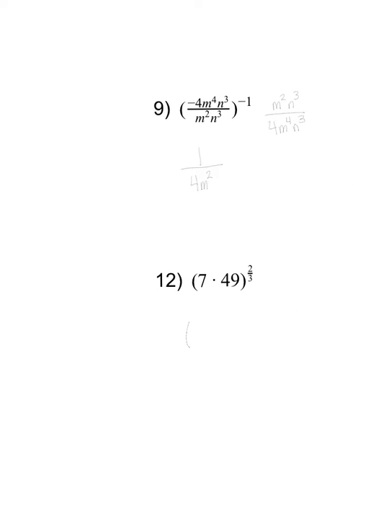Number 12, I'm going to rewrite this as 7 to the 2/3 times 7 squared to the 2/3. So it's 7 to the 2/3 times 7 to the 4/3, which is 7 to the 6/3, which is 7 squared, which is 49.